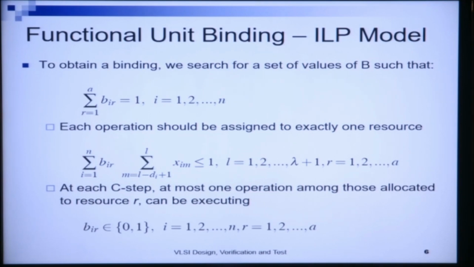For r equals 1 to A, summation b_ir, that means for each operation i from 1 to n, this has to be true. Let us say for the first operation, b_1r should be 1, where r goes from 1 to A. That means operation 1 can be scheduled on exactly one of these A resources that I have. Only then will this summation be equal to 1.